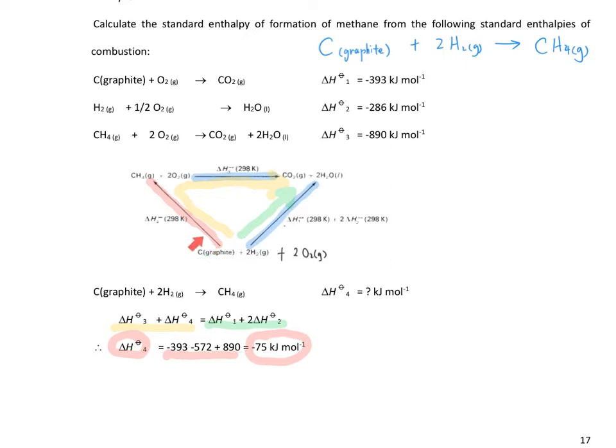In the energy cycle, you need to clearly show the direction of the reaction. And also you have to write down the state symbols for all the substances here at the standard states.